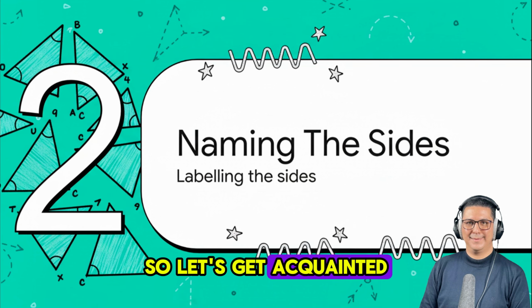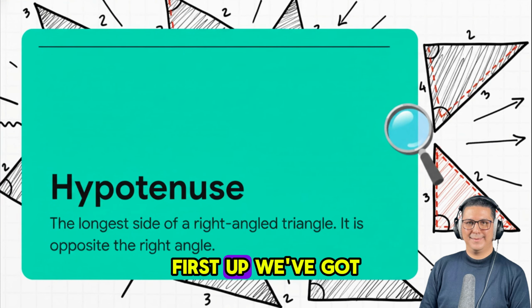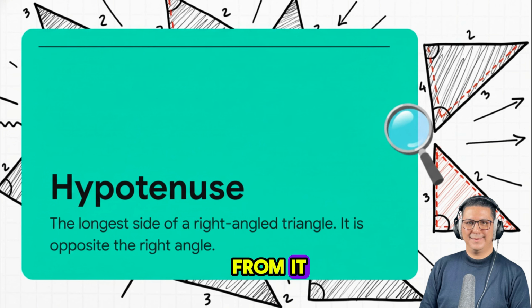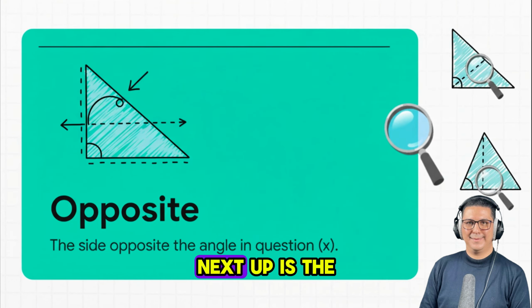So let's get acquainted. First up, we've got the big one, the star of the show, the hypotenuse. This is always, and I mean always, the longest side of the triangle. The easiest way to spot it? Just look for the right angle, that little square in the corner, and the hypotenuse is the side directly across from it. Easy.